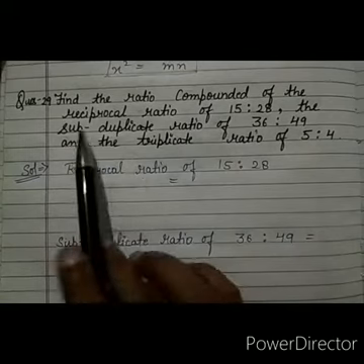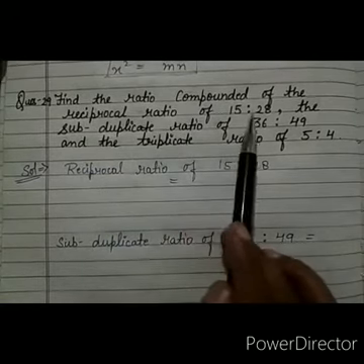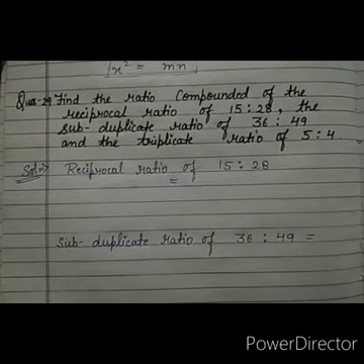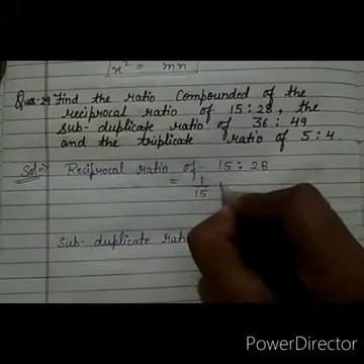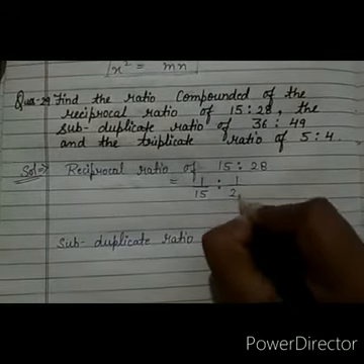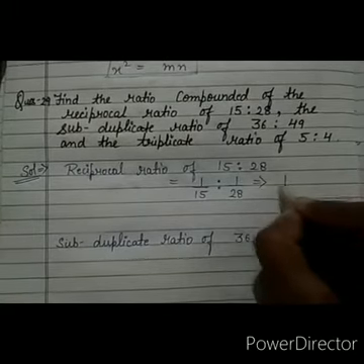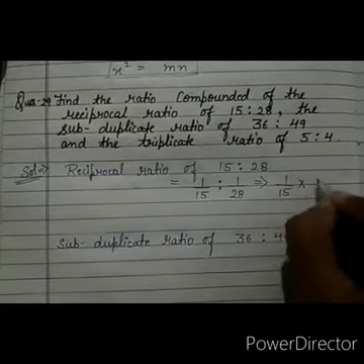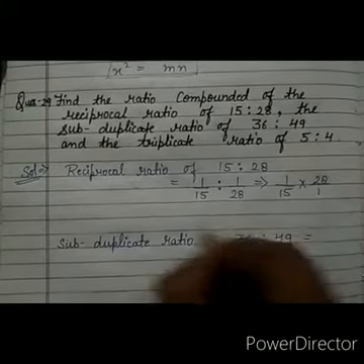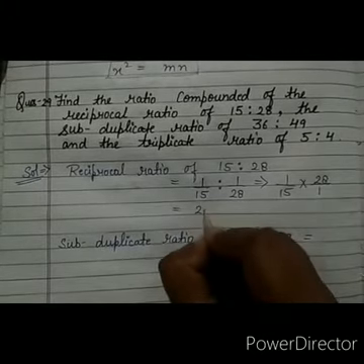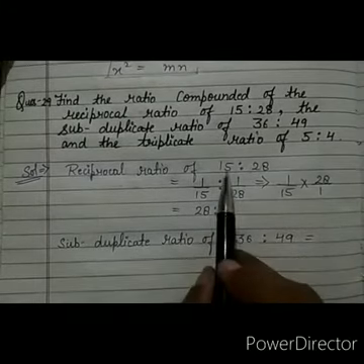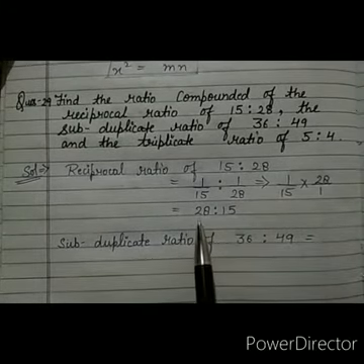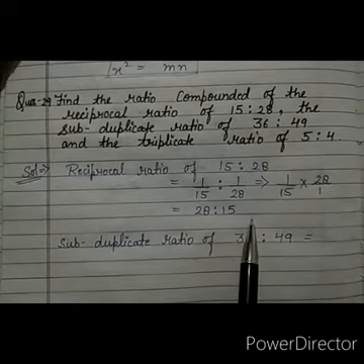So first of all, we have to find out the reciprocal ratio of 15 is to 28. In order to do that, the reciprocal ratio will become 1 upon 15 is to 1 upon 28. When we solve it, it becomes 1 upon 15 multiplied by 28 upon 1. So it becomes 28 is to 15. So the reciprocal ratio of 15 is to 28 is equal to 28 is to 15.